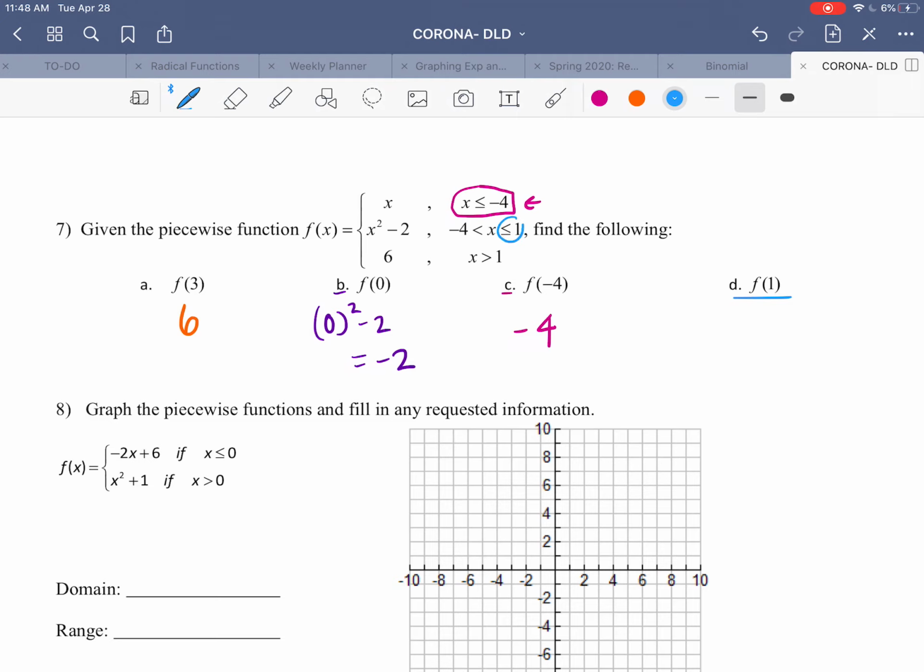And then last but not least, 1. So if we find 1, again, 1 occurs here and 1 occurs here, but which one is the equal to? It's going to be the second function. So we're going to plug 1 in for x, and we're going to get -1.